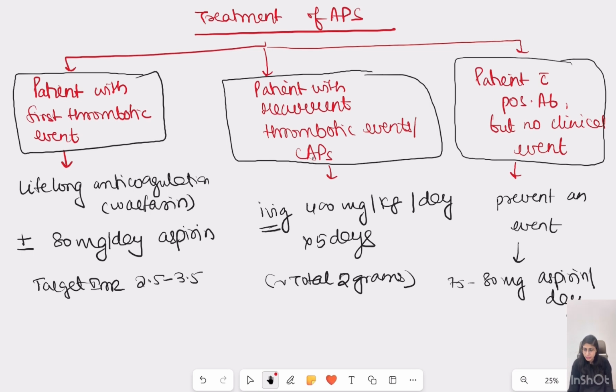5 days, intravenous. Third is that the patient has come to you with positive antibodies 12 weeks apart but has not had any event yet. Now, as a doctor, you need to prevent that event. So you need to prevent it by giving aspirin. So put the patient on antiplatelets like 75 to 80 milligram of aspirin every day, and that's it. These are the only 3 scenarios that you can face in the exam also. If the question suggests that the patient has antibodies but has not had any event, you put the patient on aspirin. If the patient is having recurrent events, you put the patient on IVIG. If the patient had one event and is antibody positive, lifelong anticoagulation is the answer with INR of 2.5 to 3.5.